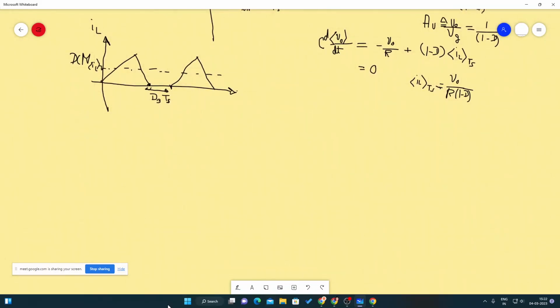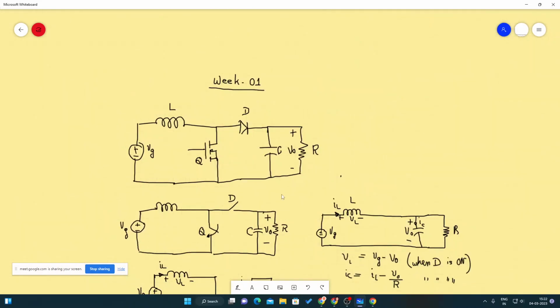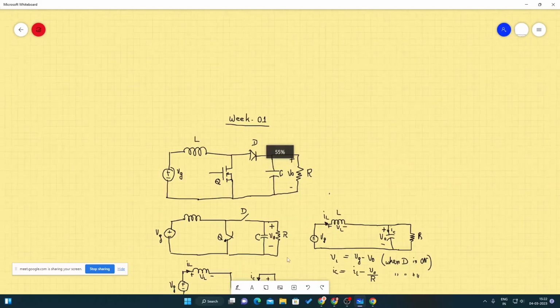For this kind of analysis, we will consider that the output capacitor that we have is large enough to hold this voltage V out. So we will consider that this voltage is constant, and then we will go for the analysis.